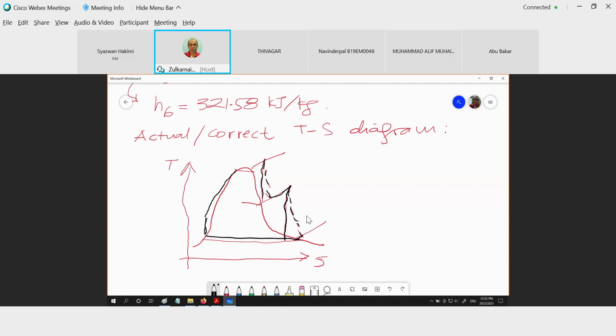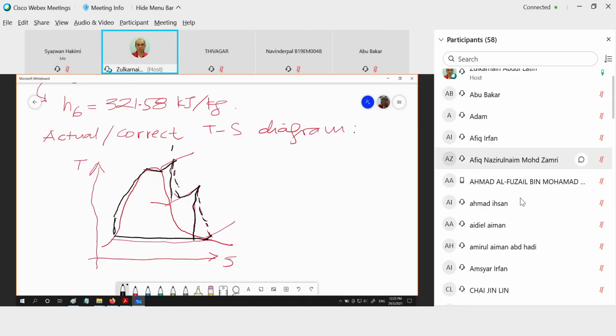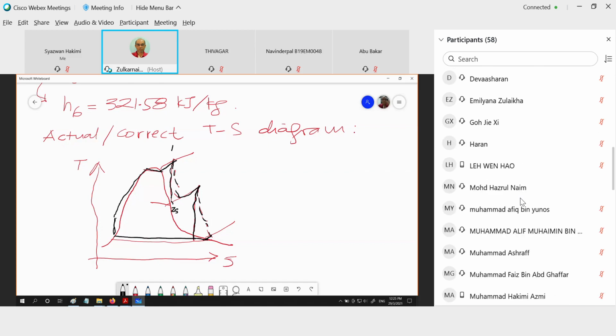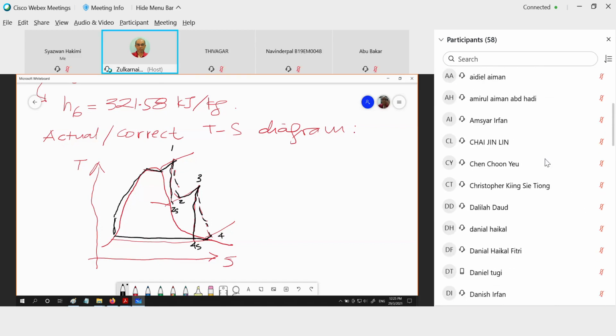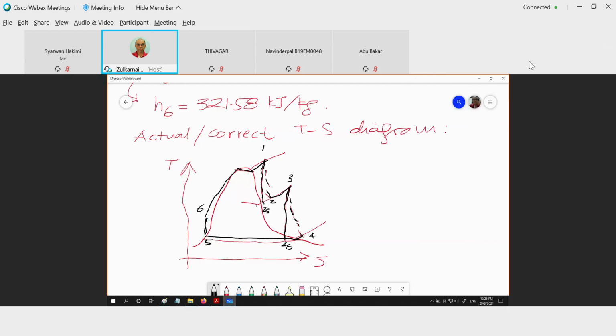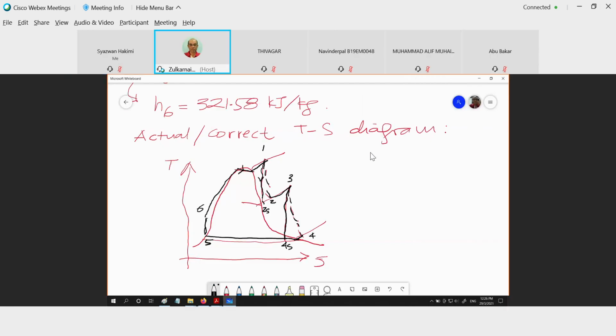Okay. So this is 1, 2s, 2, 3, 4s, 4, 5, and 6. Don't forget your arrow, because we need the arrow that represents the direction of the process. Again, you see, for the reheat process, starting from 2 to 3. For the condensation process, beginning at 4 to 5. Okay? So this is our corrected Tts diagram.